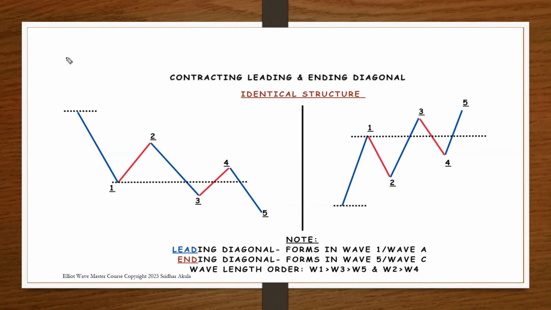Now, one question I'm going to ask all of you is about wave B. Can wave B form a diagonal or not? Put your answer in the comments. It does not have to be right or wrong. Whatever you think is the answer, put it in the comments. I will reply to it. Is it possible for a diagonal to be formed in wave B?